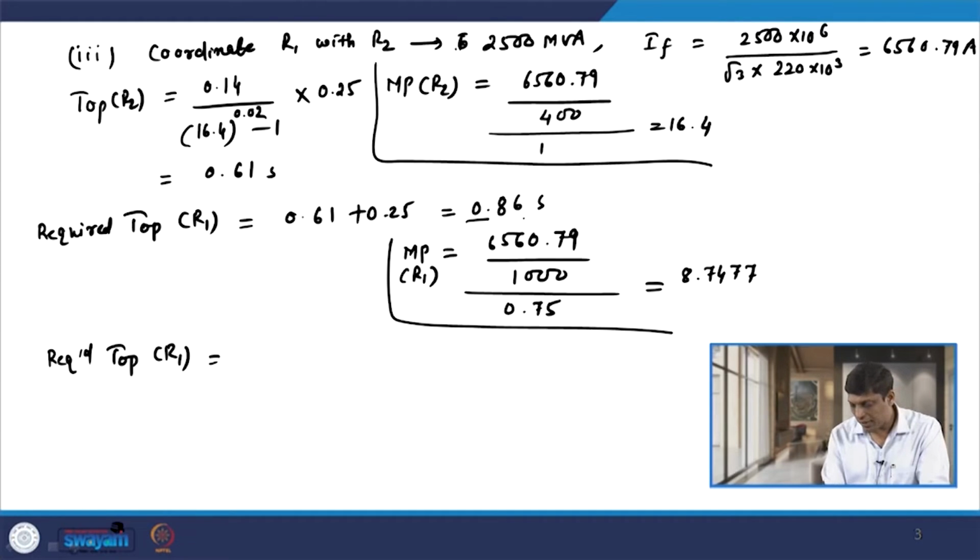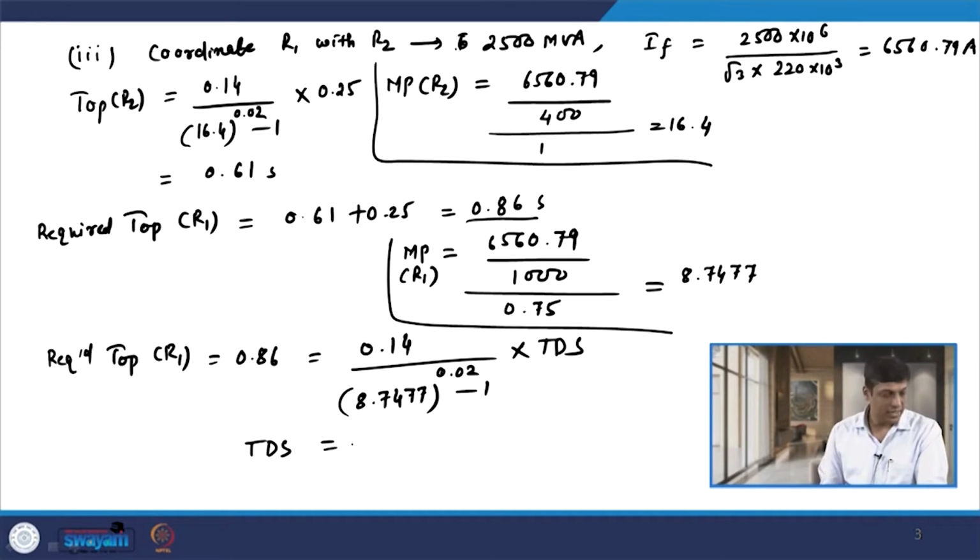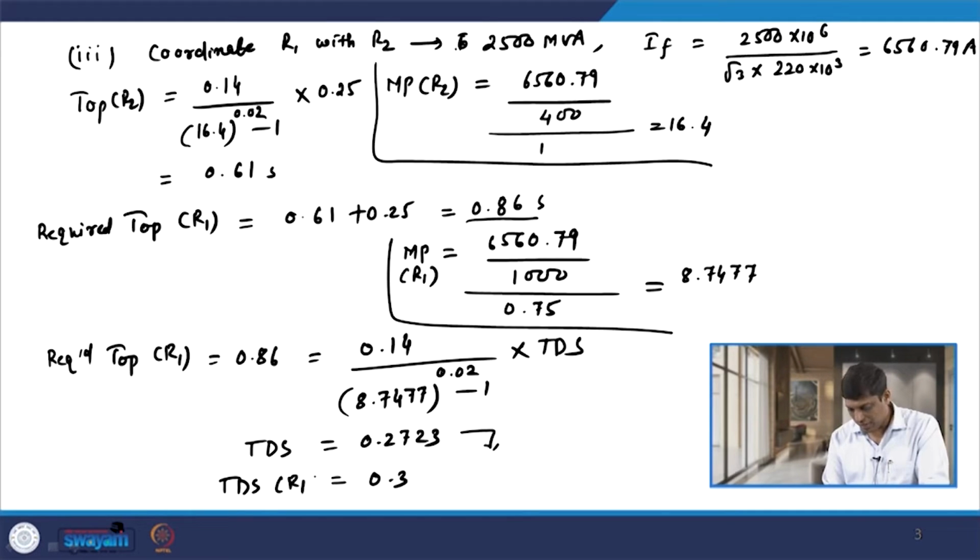If I use this value, then we have the required time of operation of relay R1, which we have already calculated as 0.86 second, which is equal to 0.14 divided by MP, that is 8.7477 whole raised to 0.02 minus 1, into TDS. If we calculate this, the value of TDS comes out to be 0.2723. The next higher range available is 0.3, so we can select the TDS of relay R1 as 0.3.